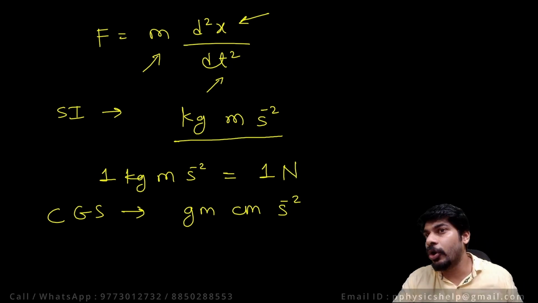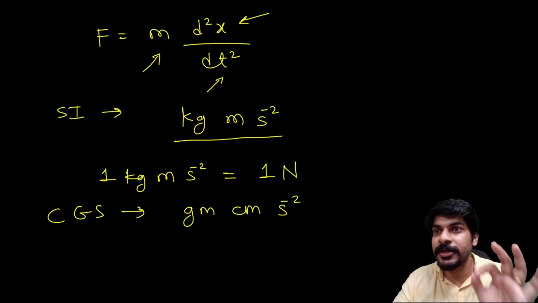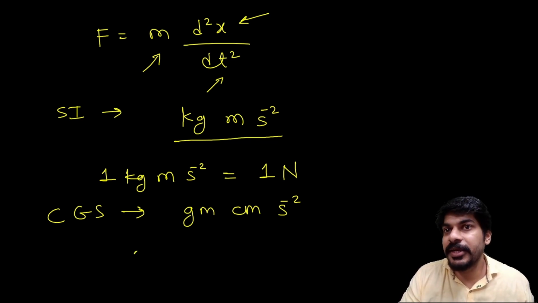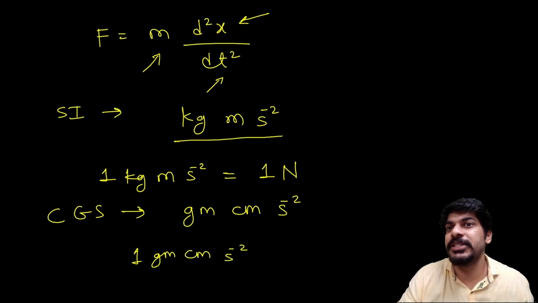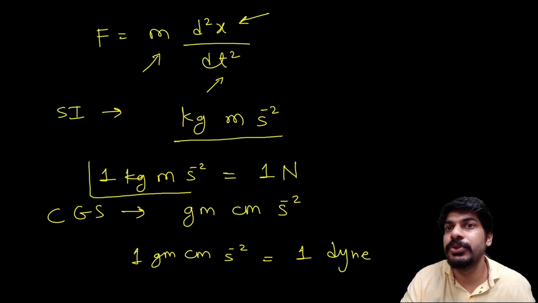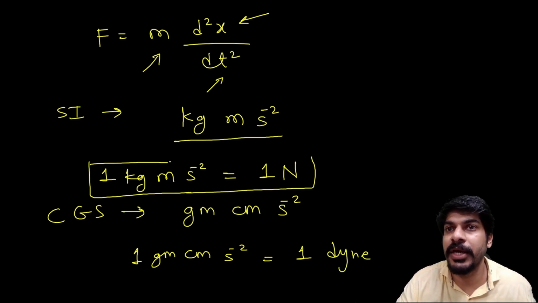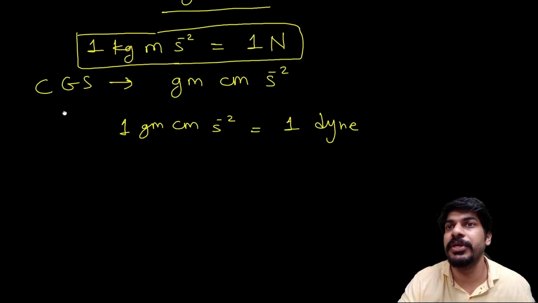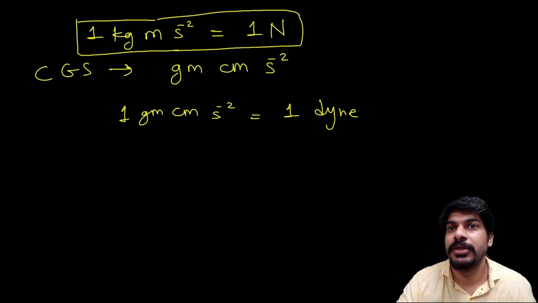Okay, this is in honor of none other than Isaac Newton. Similarly, 1 gram centimeter per second square is equal to 1 dyne. So we have these two equations. Now we have to find the conversion factor between the two. So let's do this.